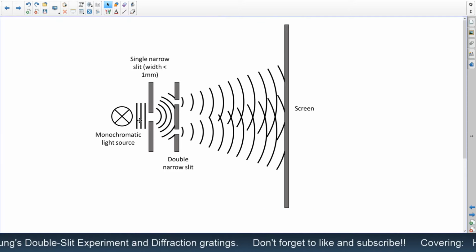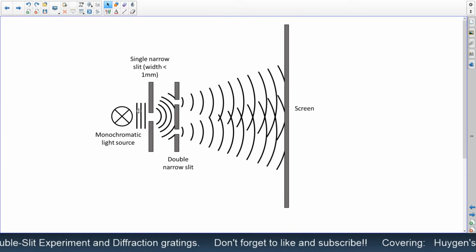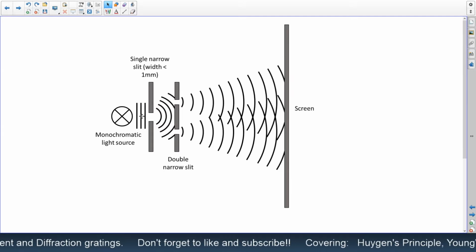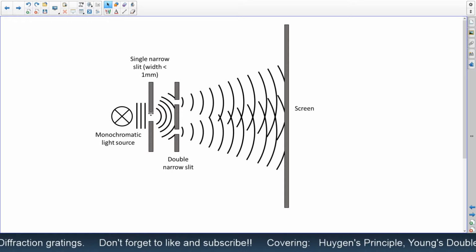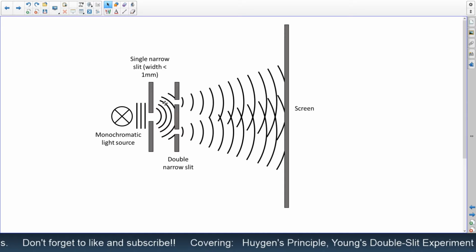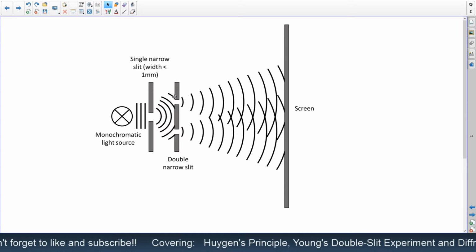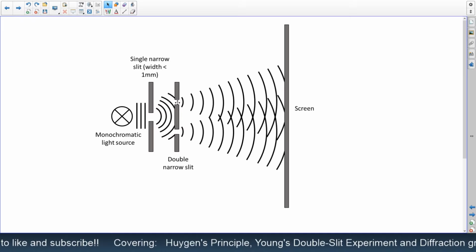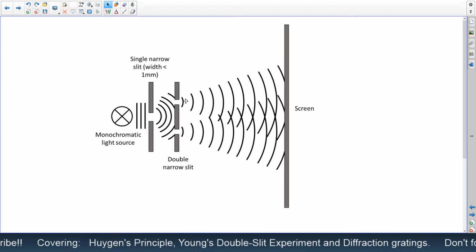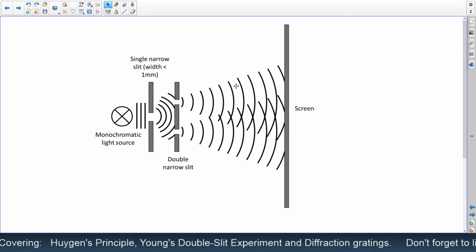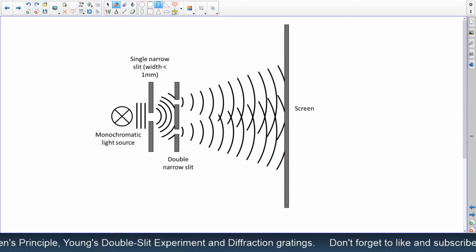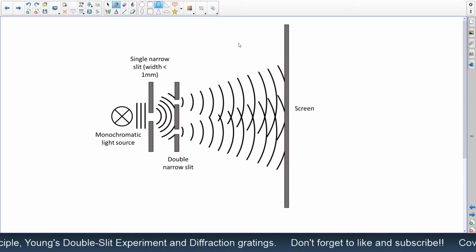You have a monochromatic light source of some description that's producing light in nice and consistent wavefronts. It strikes a slit, the slit width usually less than a millimeter. That will create some nice diffraction here. Those diffractions will then go into these double slits, these narrow slits here, and they will then diffract out as well, creating more diffraction.